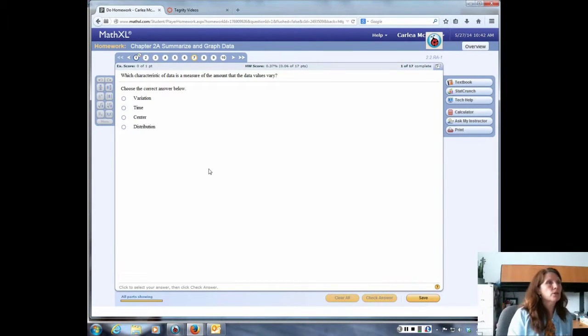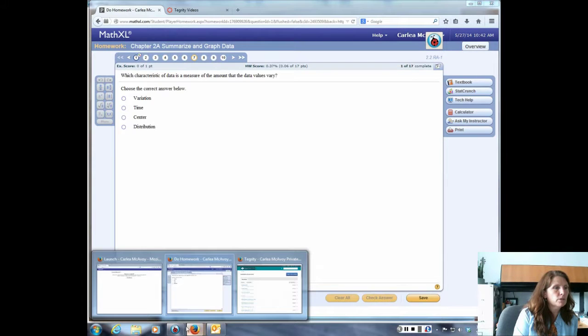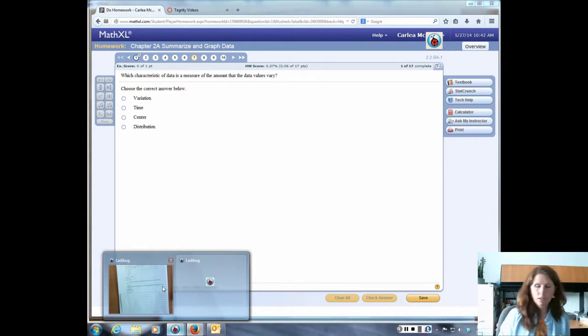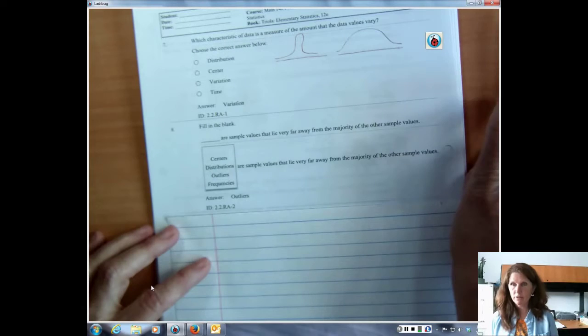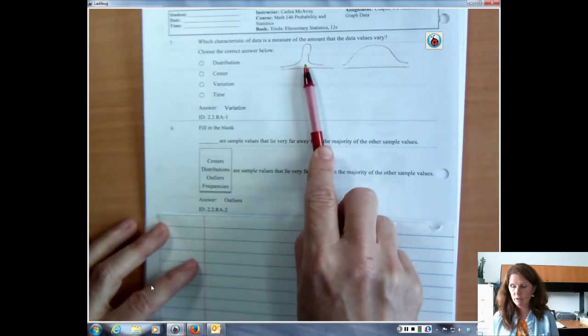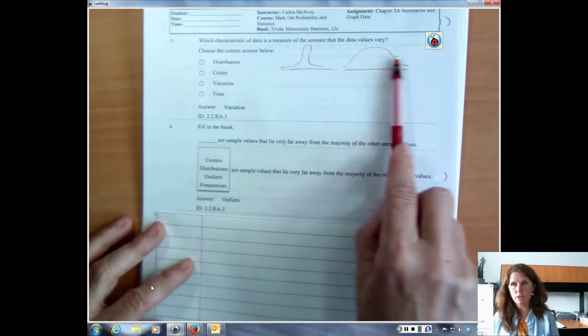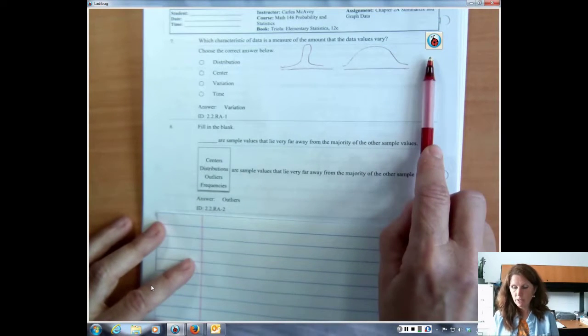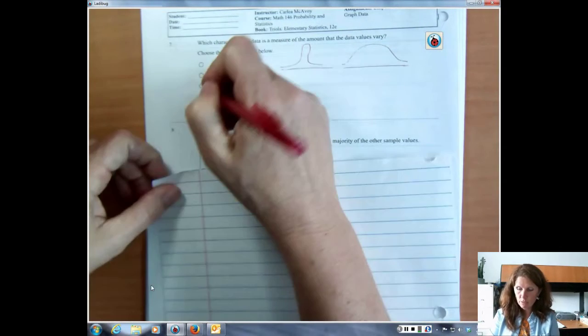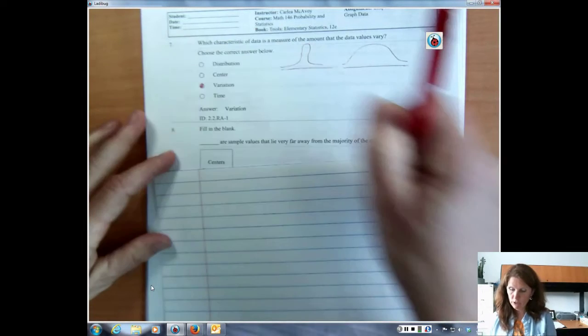Oh, I didn't show you what I was talking about. I looked at you, but I didn't show you the picture, so we'll jump to that really quick. If the data doesn't have a lot of variation, it could be very peaked. And if it has a lot of variation or a lot of spread, you're going to see something like that. So it's the variation that we're looking at when we're talking about the spread of the data.